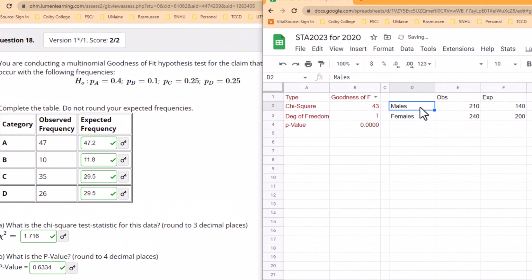If it bothers you, I took it out. This is my A, B, C, D. These were given, 47, 10, 35, and 26. You just have to be careful.